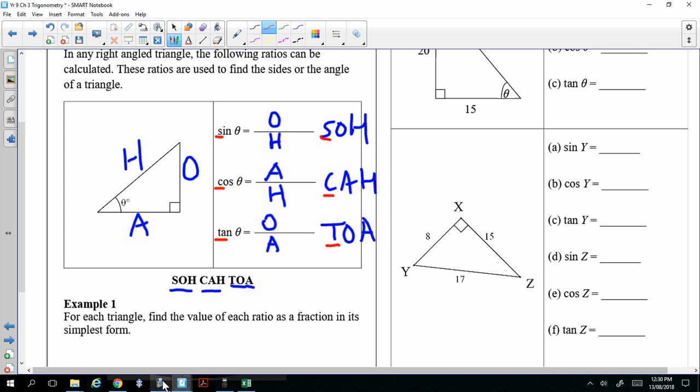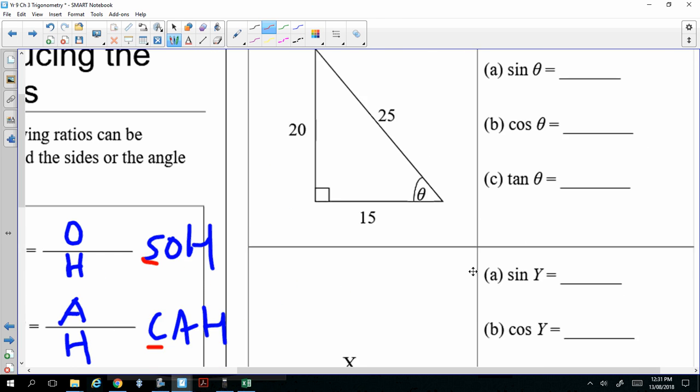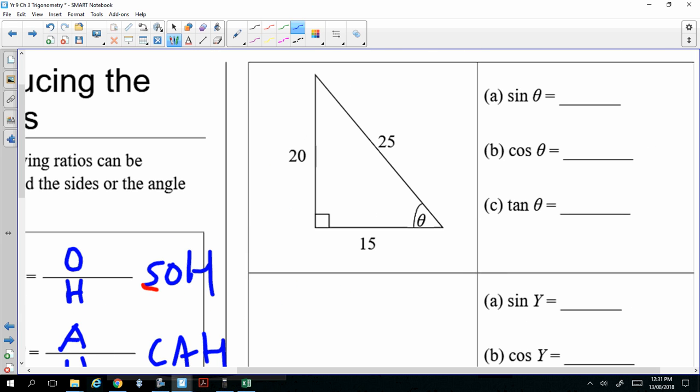Okay, let's do this. All right, this one, first label the opposite, hypotenuse, adjacent. And we know sine is opposite over hypotenuse. So we do 20 over 25. Does that make sense? Right? Now we have to simplify it. What's 20 over 25?